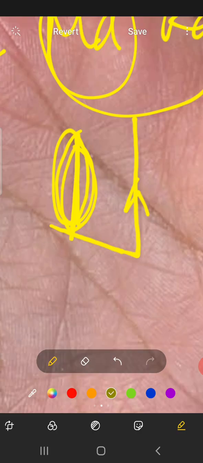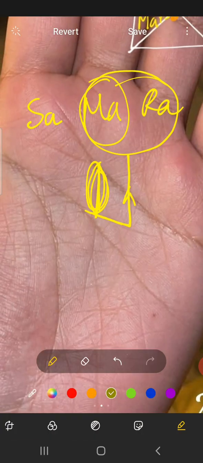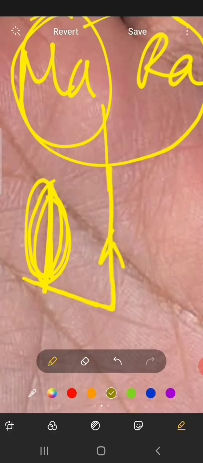Therefore, the native is going to get some benefit in work due to Karakatvas of Mars. So she should look for some work which has got strong Mars Karakatva. This is what it means astrologically, or in terms of when we try to interpret this. So when we look at this line which is parallel, it is actually trying to reach the Shani Mandal, and it is very positive because of this Kuja Rekha.